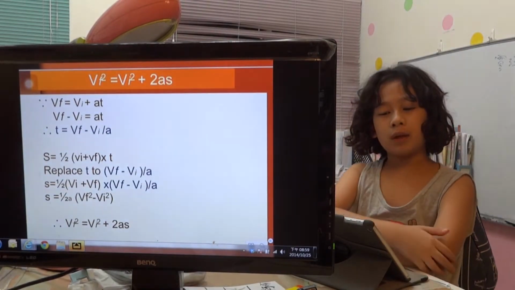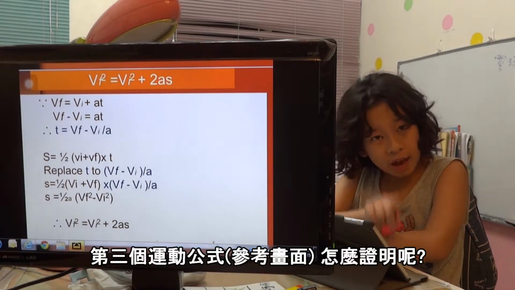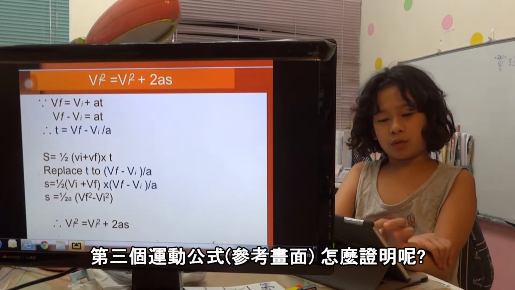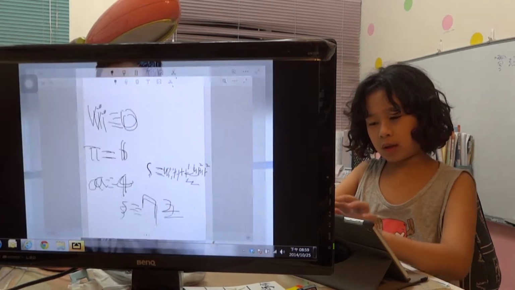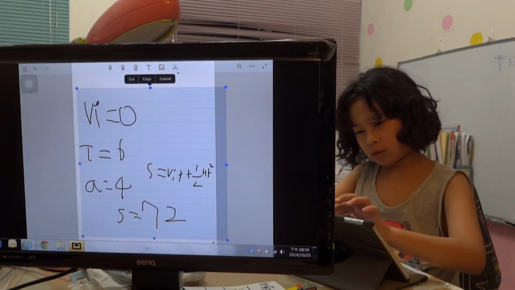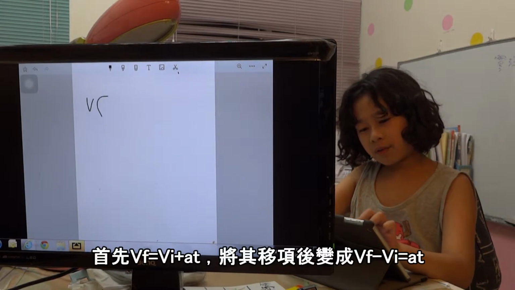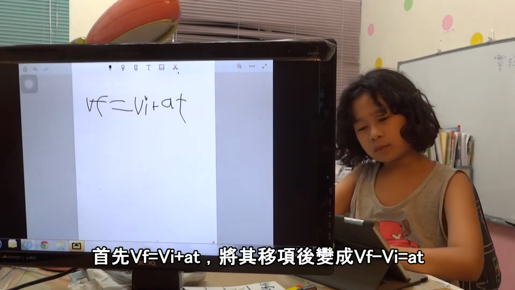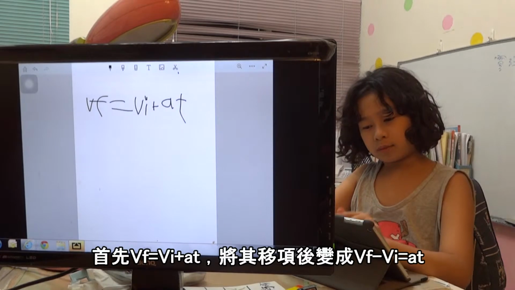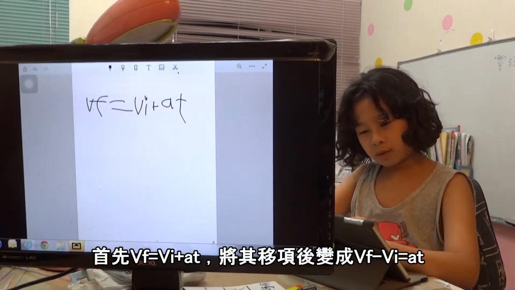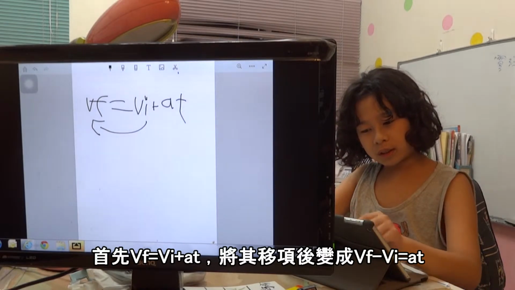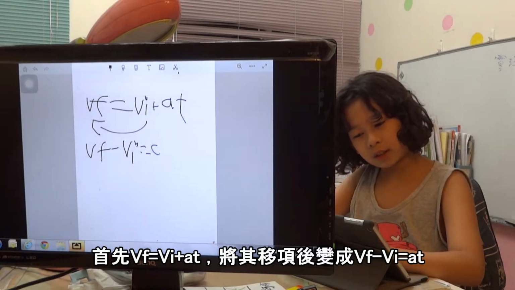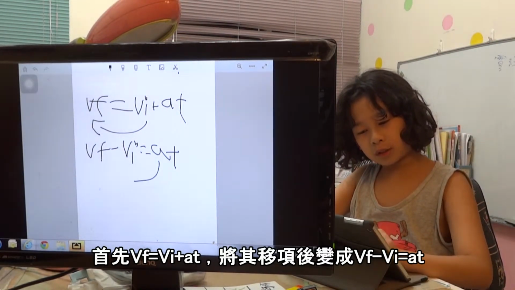Another equation. vf squared is equal to vi squared plus 2as. So why? The first thing we need to know, vf is equal to vi plus at. So first, we just get the vi here. So it is equal to vf minus vi is equal to at. We already know that. So then we just get the a here.